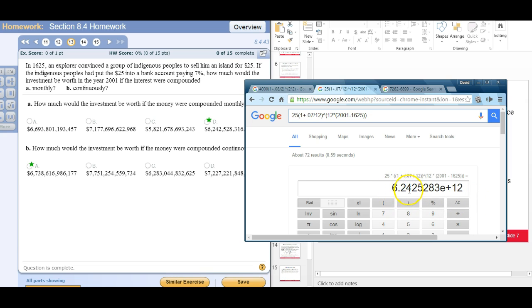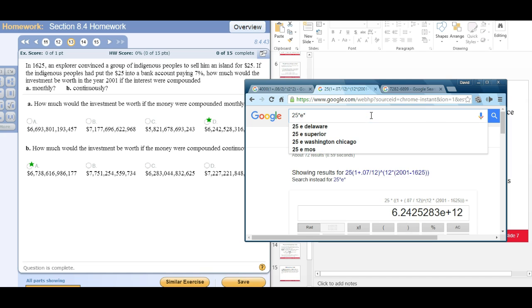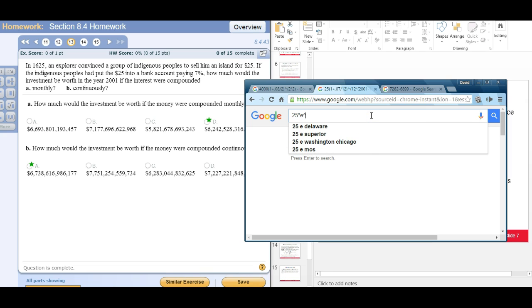So 6242528 and some change. This is the only one that has that, the 6242528. So this is the answer. Okay, D. And then how much would it be if it was compounded continuously? Remember, that's P times e raised to the RT power. It's raised to the RT power.